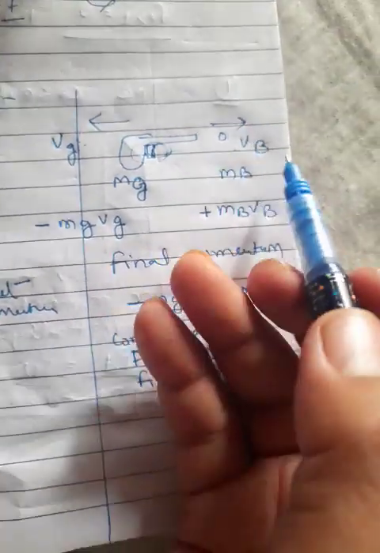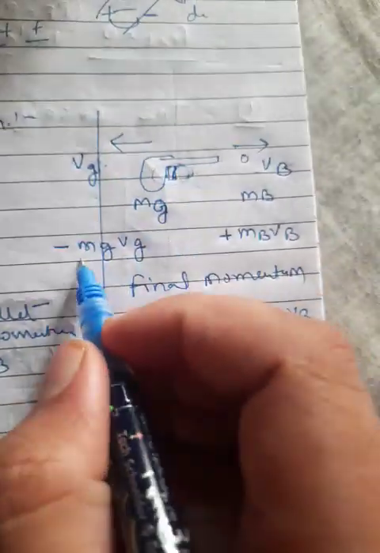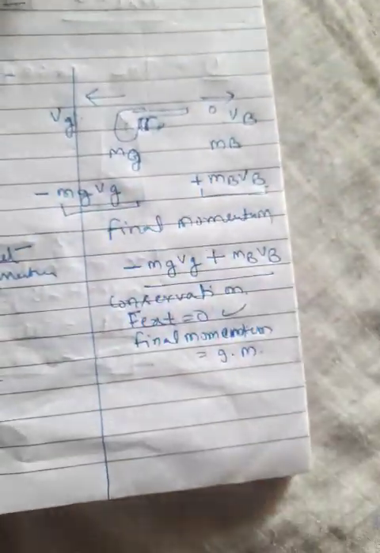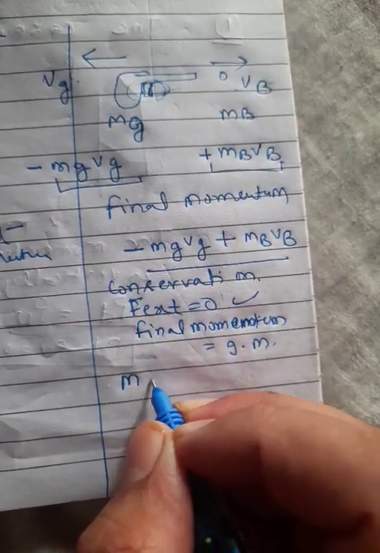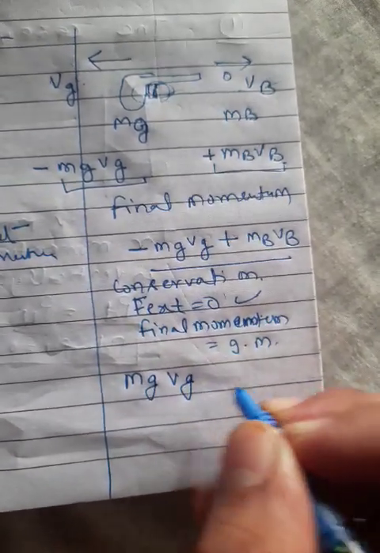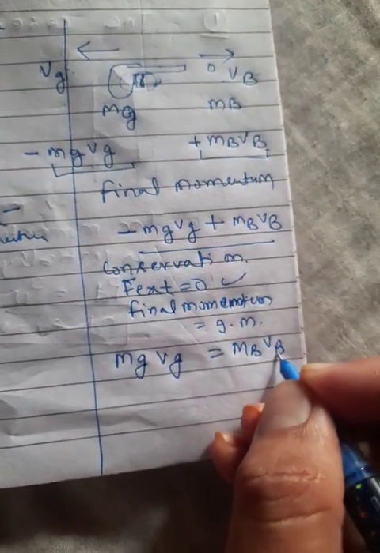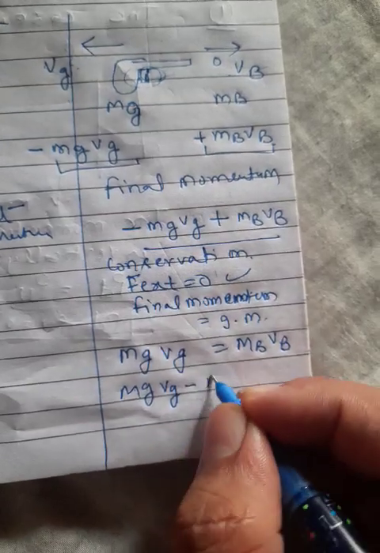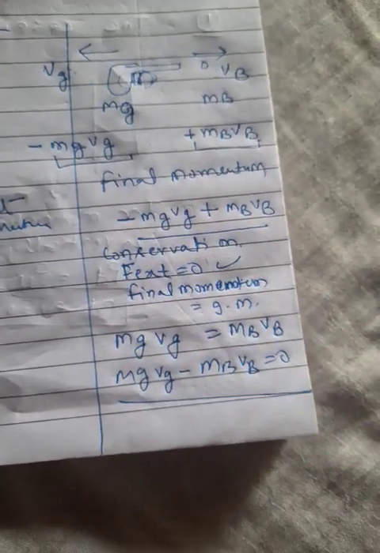Okay, so the initial momentum is the bullet momentum. In the opposite direction we get the final momentum. So this is the final momentum, this is the initial momentum. In this case we will not include the negative sign. So final momentum is mg vg, gun. Initial means mb vb. Take here mg vg minus mb vb equal to 0. So it proves the conservation of momentum.